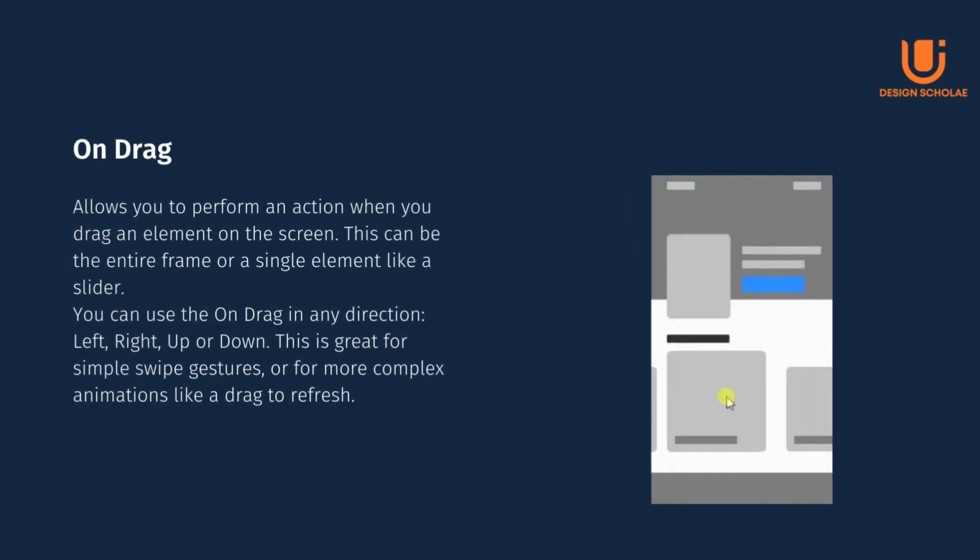On drag allows you to perform an action when you drag an element on the screen. This can be the entire frame or a single element like a slider. You can use the on drag in any direction, left, right, up, or down. This is great for simple swipe gestures or for more complex animations like a drag to refresh.